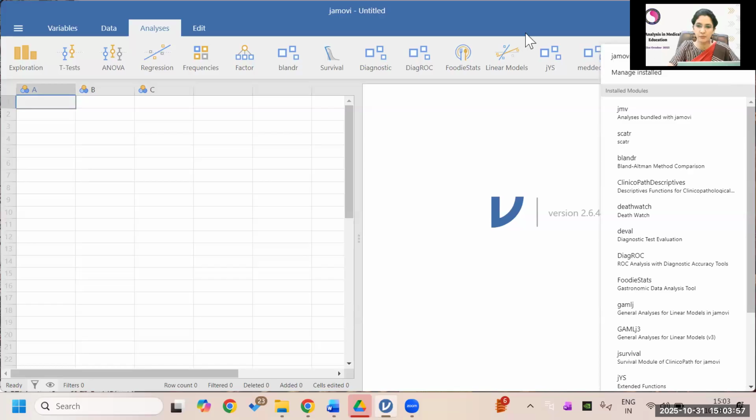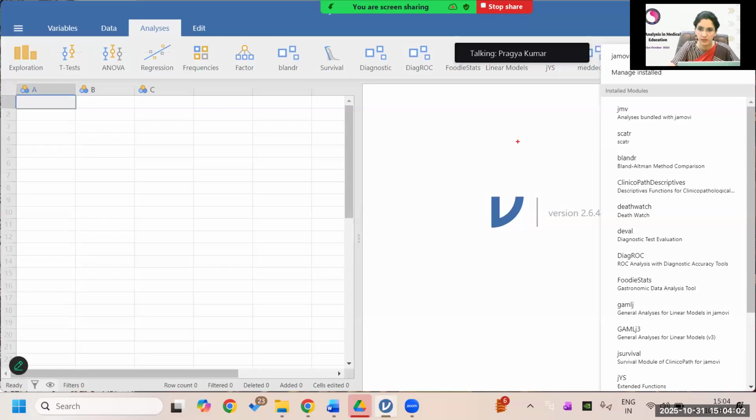There is a Jamovi library and then there is a manage installed. If you see here, there's a Jamovi library and a manage installed. So these are the installed modules in my system. Depending on the requirement, you can download them. But for this session, you have to download the one known as Snow IRT.